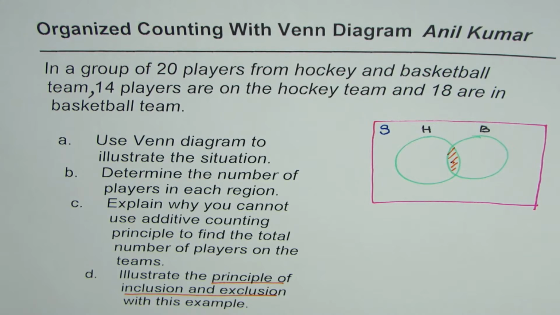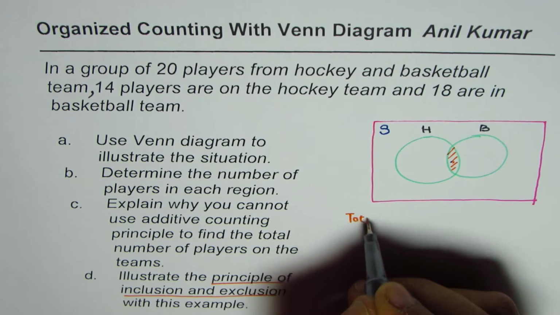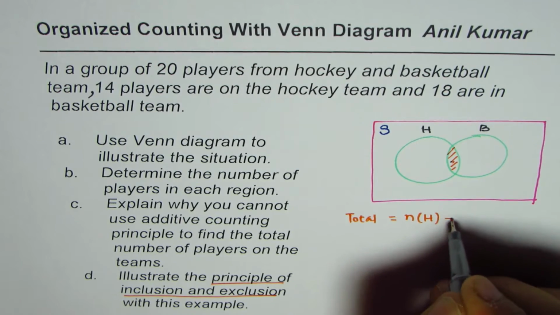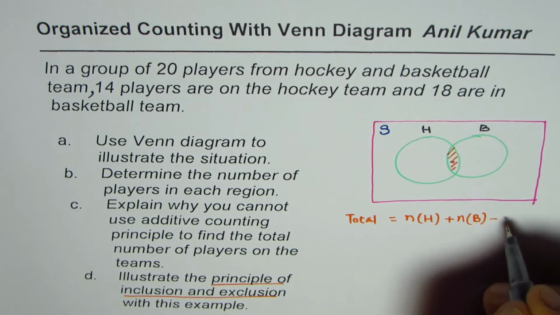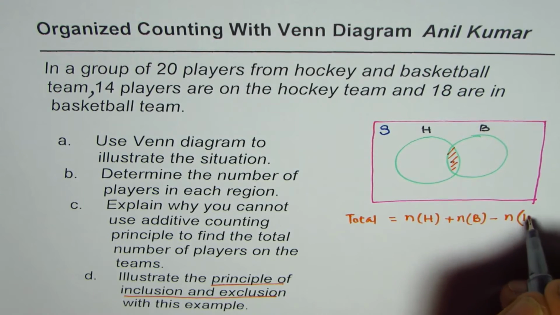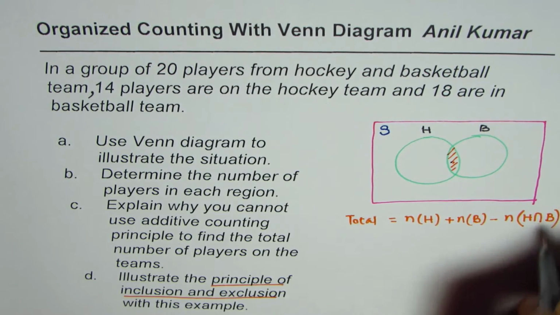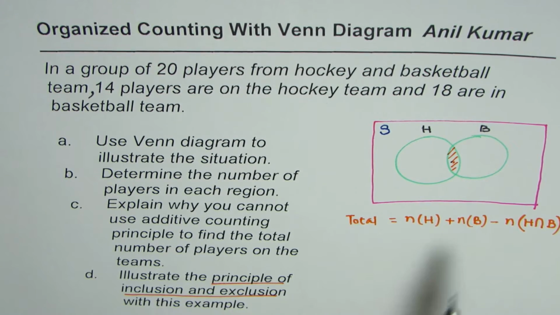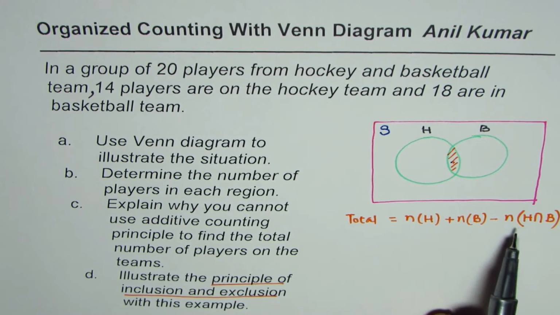So we'll start from part D, right? So what we have here is 20 is the total number of players, right? So the total number of players is equal to the number of players playing hockey plus the number of players playing basketball, take away the number of players which are common to both, right? So the intersection of hockey and basketball. And this is the principle of inclusion and exclusion. You understand, since these players are common, they are counted twice and therefore we have to take them out.